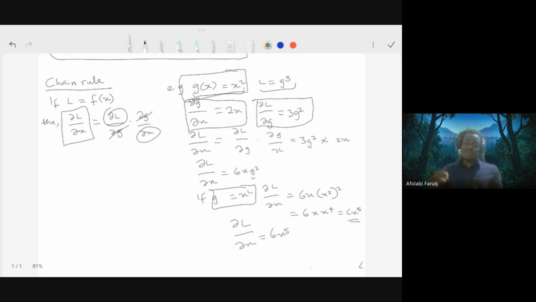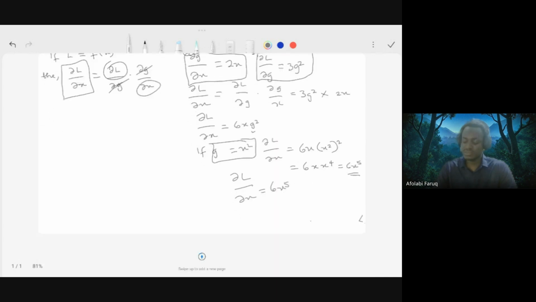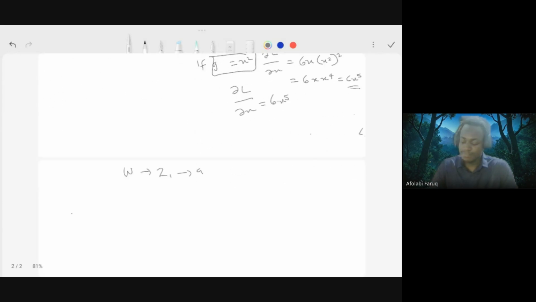So this is how we can model the relationship between two factors based on a sequence of events or a sequence of dependencies. Okay, so this is exactly how we are going to compute our back propagation.